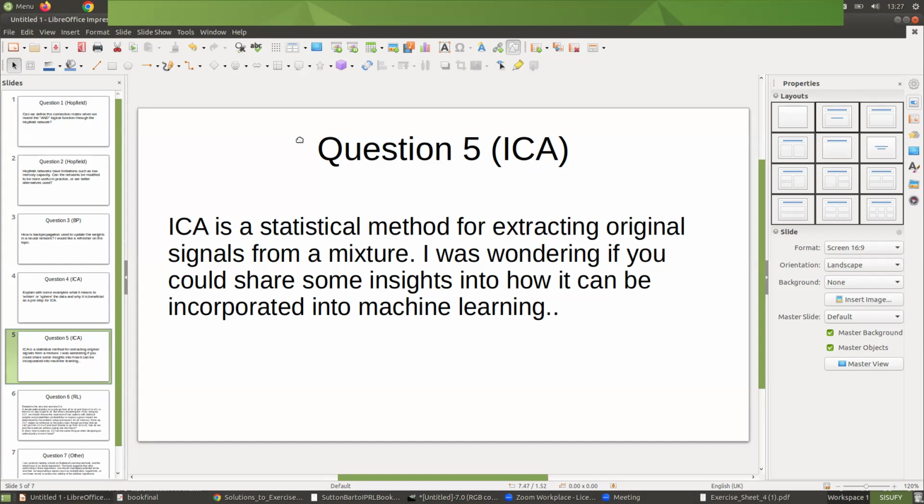But for all I know, ICA is often a very good pre-processing step for deep learning. Why wouldn't you extract the independent components before you start training your incredibly complex network? So it's definitely in some cases useful to do. Let me think of an example.